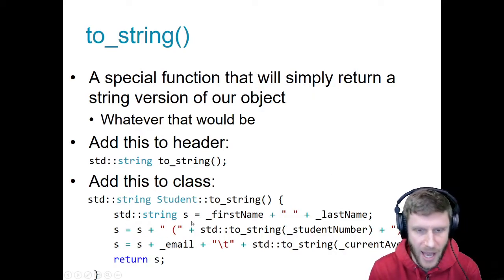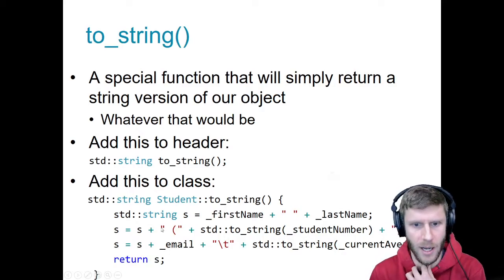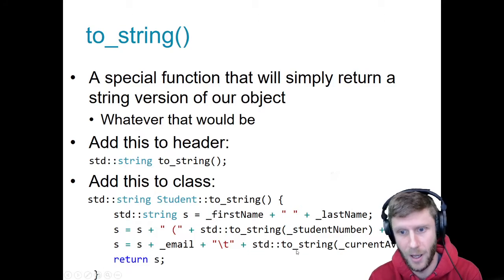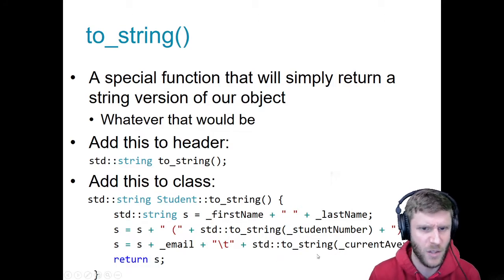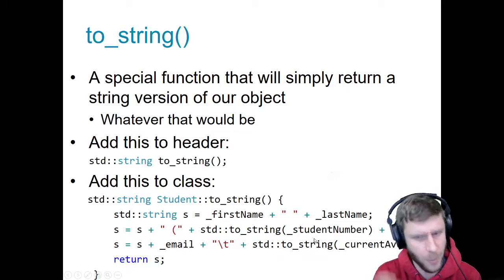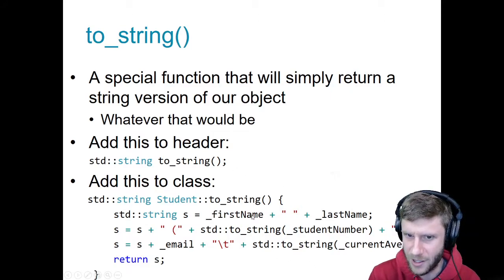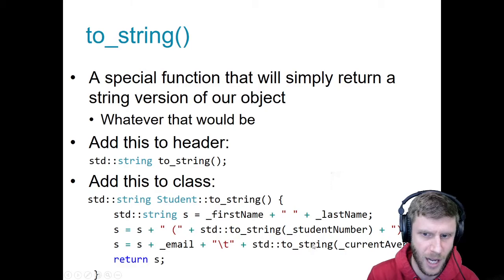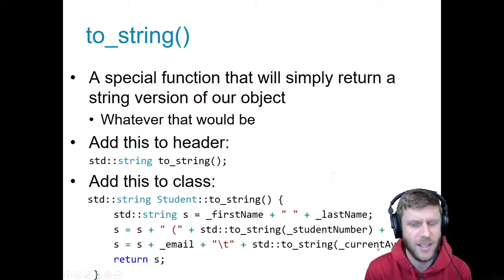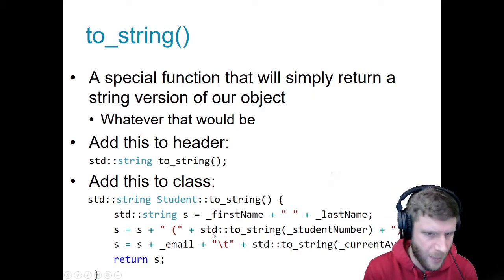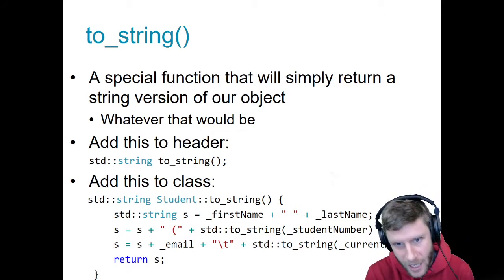So just append to that, open parenthesis, student number, close parenthesis, space. And then append to that email, and then have a tab, toString current average, which is interesting because we're seeing toString here. But here's the problem. This toString right here is not the same thing as this toString. This toString is from the standard library, and current average is a double. So this toString takes a double, and it's going to convert that double into a string so it can be appended to our string.